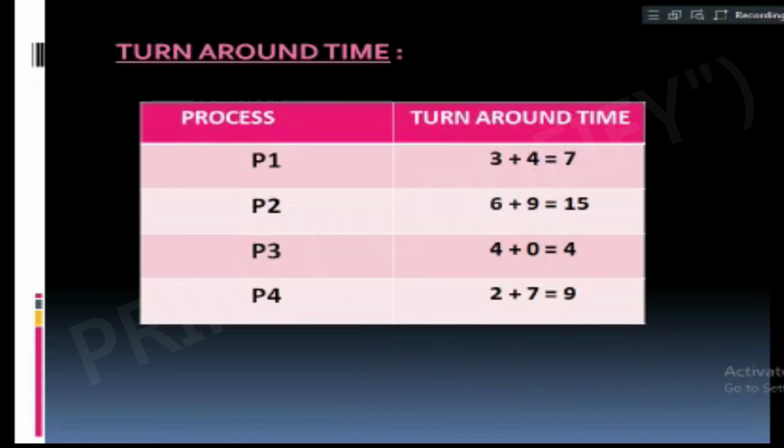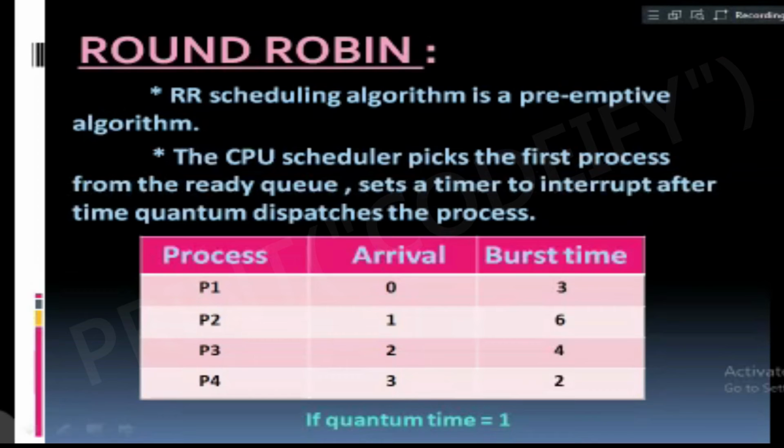Turnaround time. Burst time plus waiting time. So for P1 it is 7, P2 15, P3 4 and P4 9. Next, round robin. Round robin scheduling algorithm is a preemptive algorithm. The CPU scheduler picks the first process from the ready queue, sets a timer to interrupt after a time quantum, and dispatches the process.